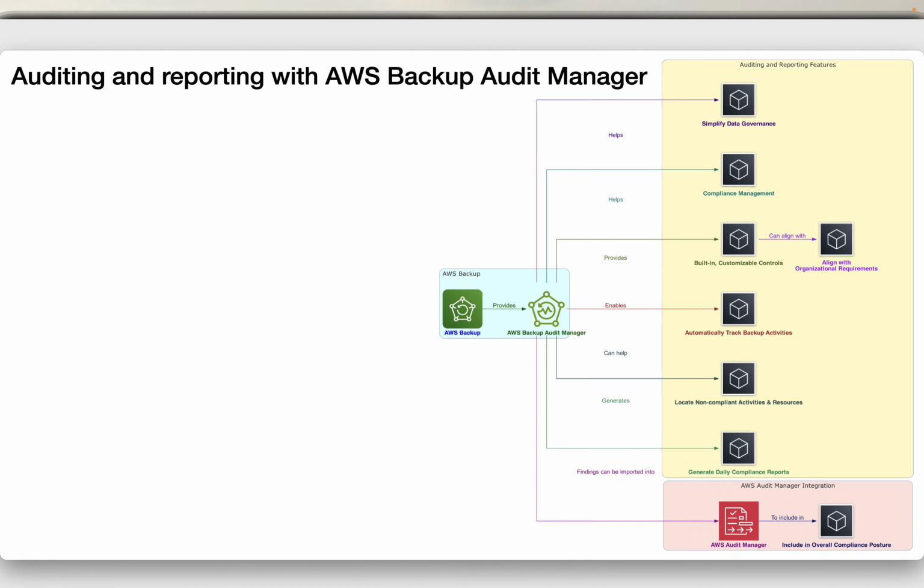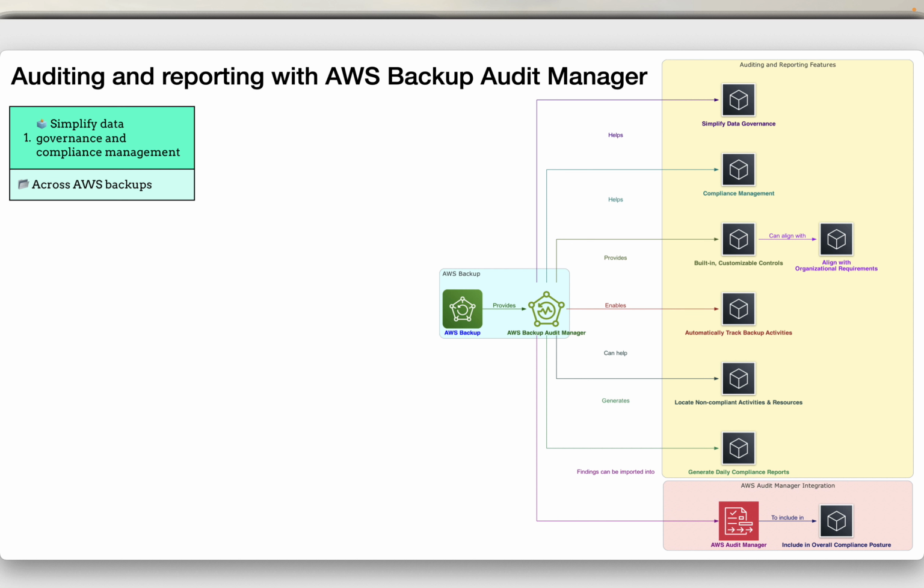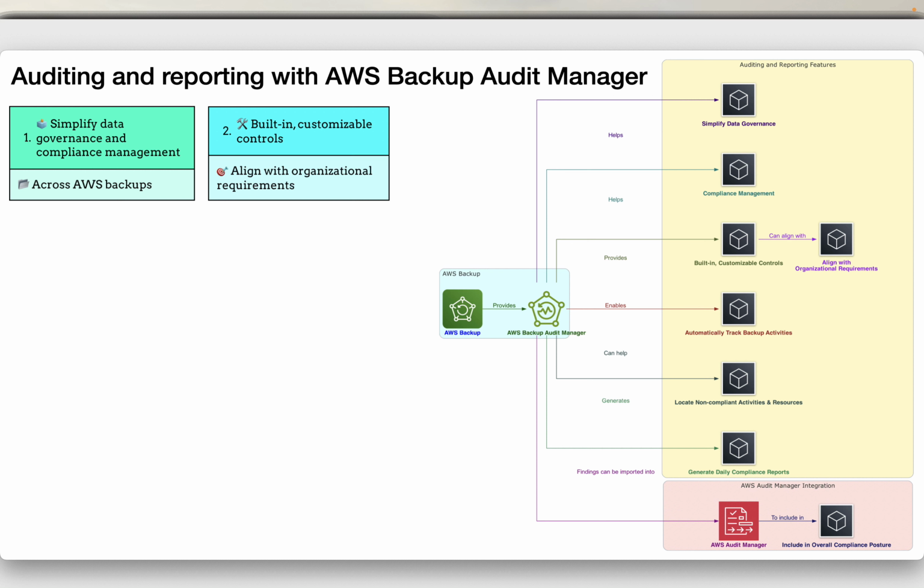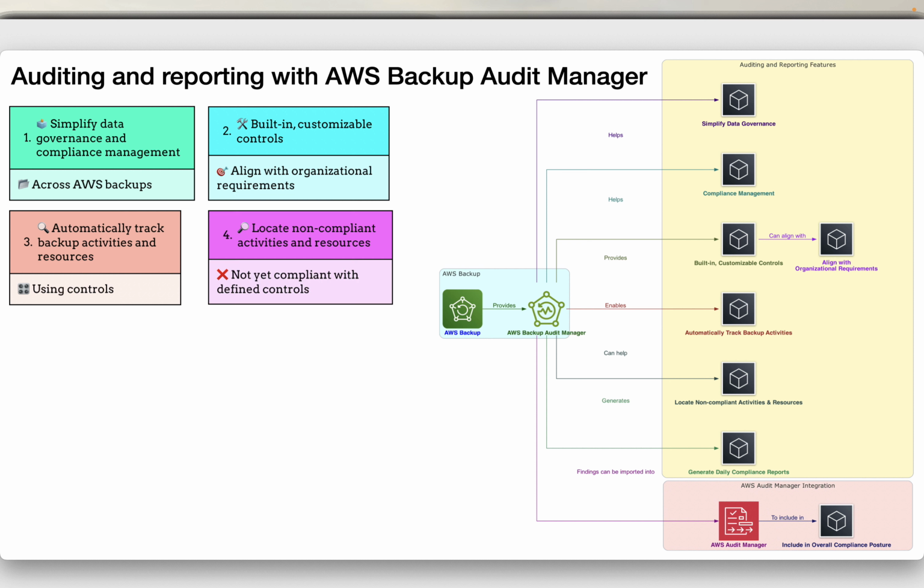Okay, next feature is auditing and reporting with AWS Backup Audit Manager. AWS Backup Audit Manager helps you simplify data governance and compliance management of your backups across AWS. It provides built-in customizable controls that you can align with your organizational requirements. You can also use these controls to automatically track your backup activities and resources.